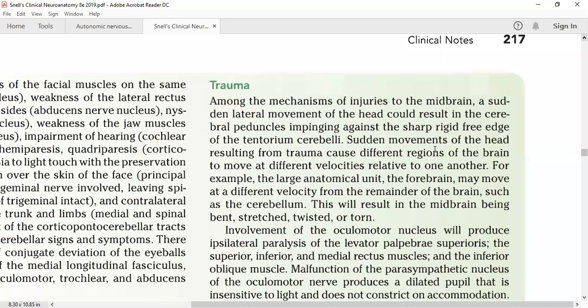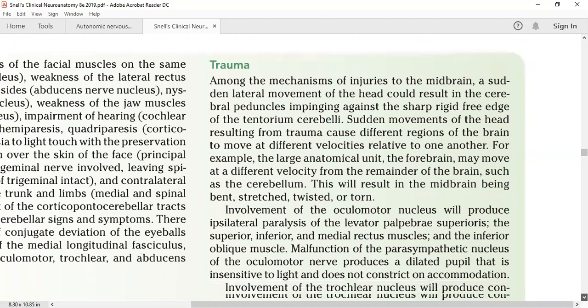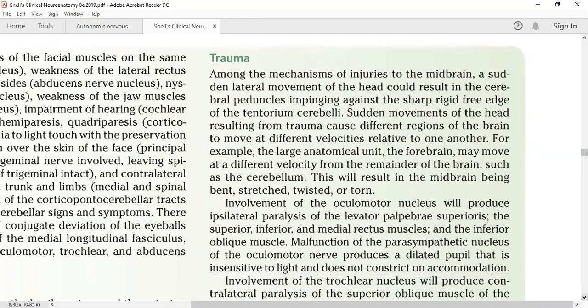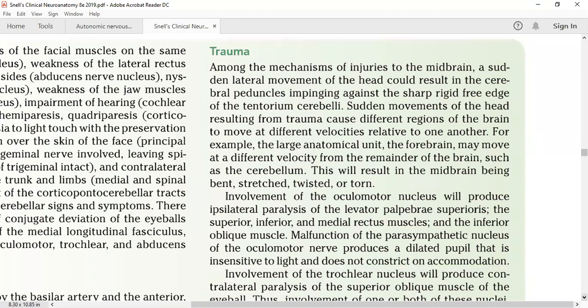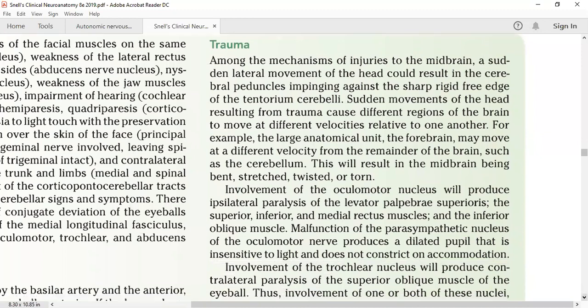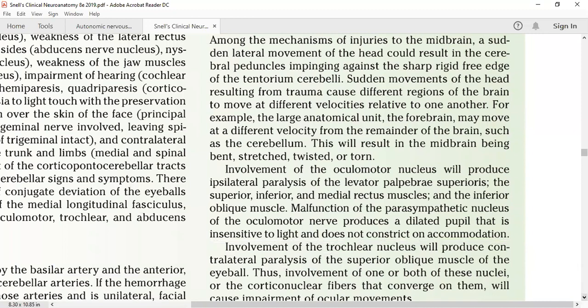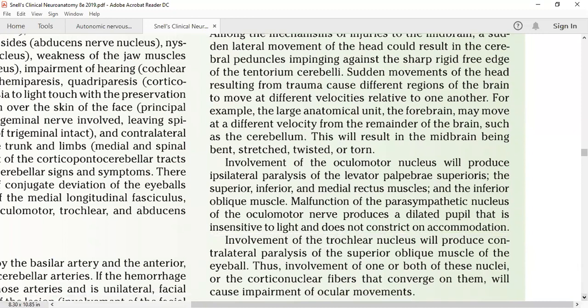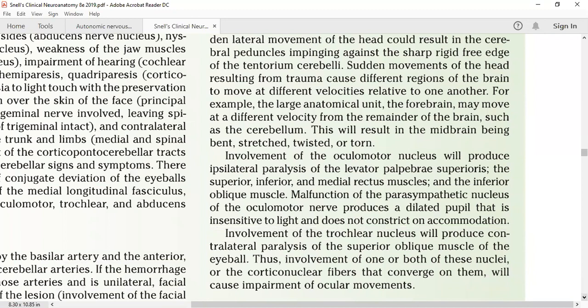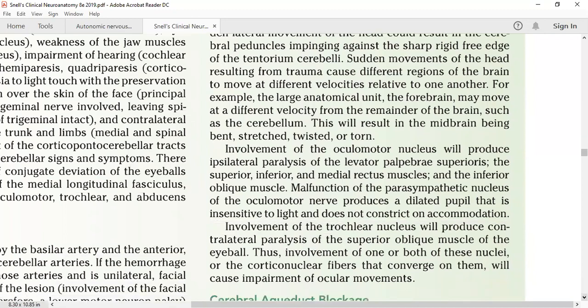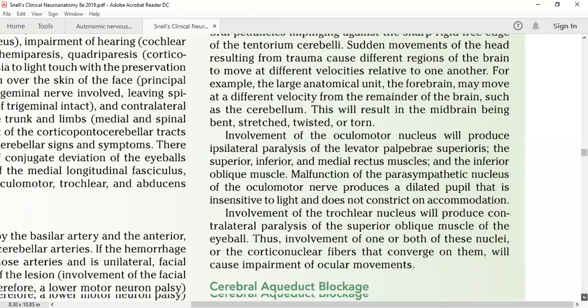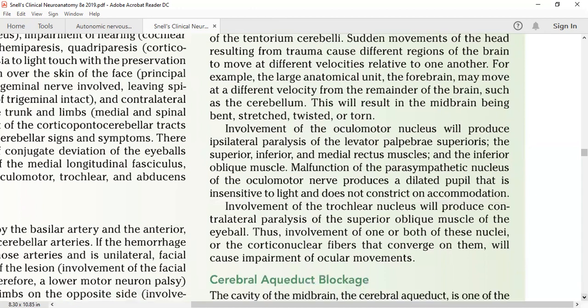First of all, talking about trauma. Among the mechanisms of injuries to the midbrain, a sudden lateral movement of the head could result in the cerebral peduncle impinging against the sharp rigid free edge of the tentorium cerebelli. Sudden movement of the head resulting from trauma causes different regions of the brain to move at different velocities relative to one another. For example, a large anatomical unit, the forebrain, may move at a different velocity from the remainder of the brain, such as the cerebellum. This will result in the midbrain being bent, stretched, twisted, or torn.